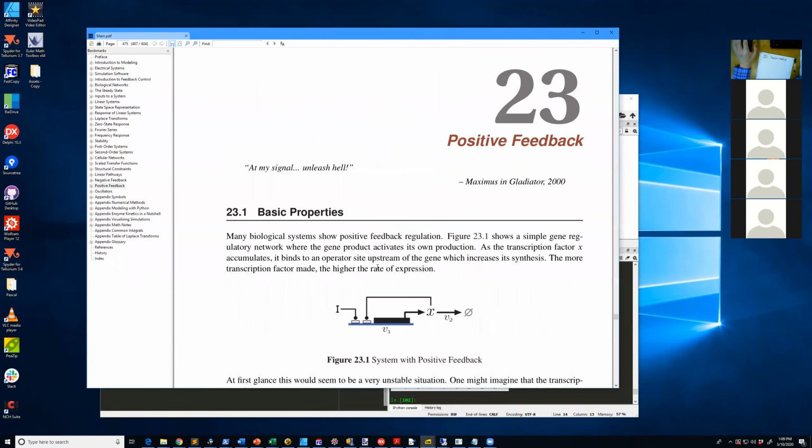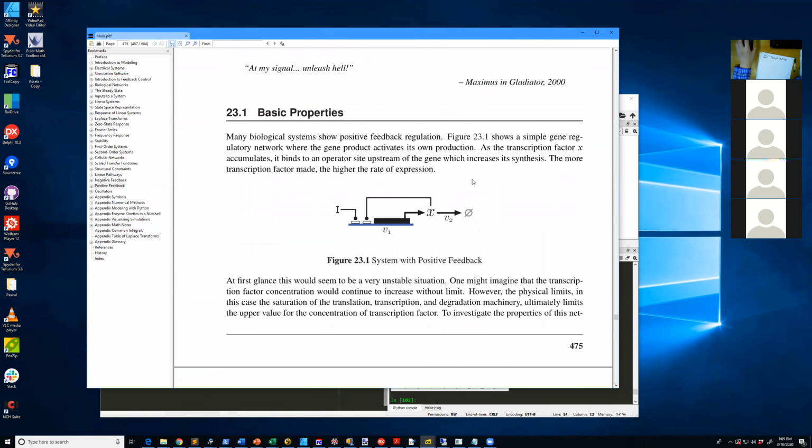So what we're going to do today is chapter 23. We're going to do positive feedback. And here's a little example of a positive feedback. X activates its own production. We have a gene here, V1, that produces protein X, and X activates its own production. X then degrades at a rate V2. And there's an inducer here as well.